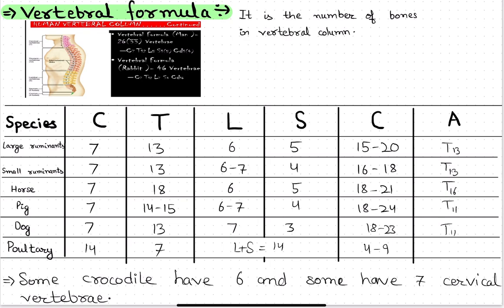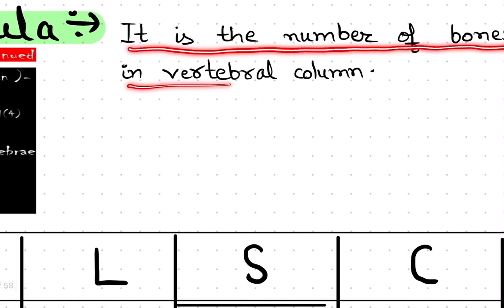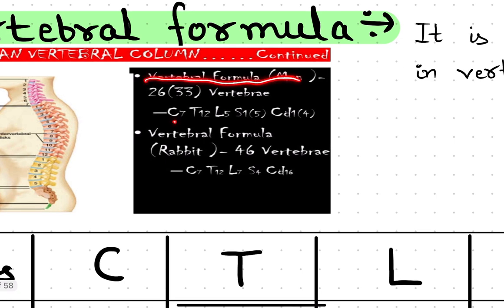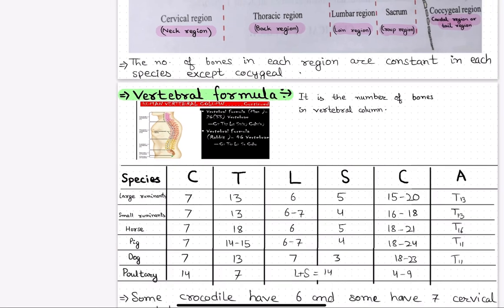Now let me tell you about vertebral formula. What is this vertebral formula? It is the number of bones in vertebral column. It is represented like this. For man we have C7, meaning 7 cervical bones. T12 means 12 thoracic bones. L5 means 5 lumbar bones, and this is some fused bones. This is how we mention vertebral formula.